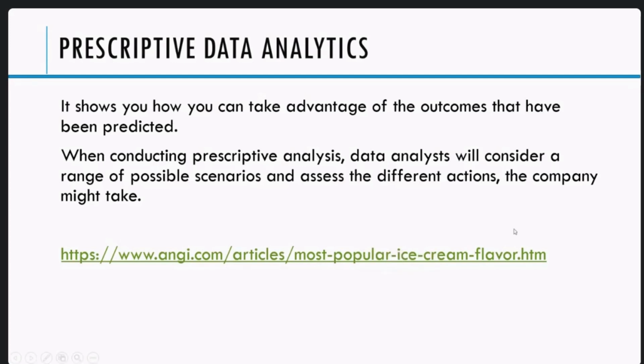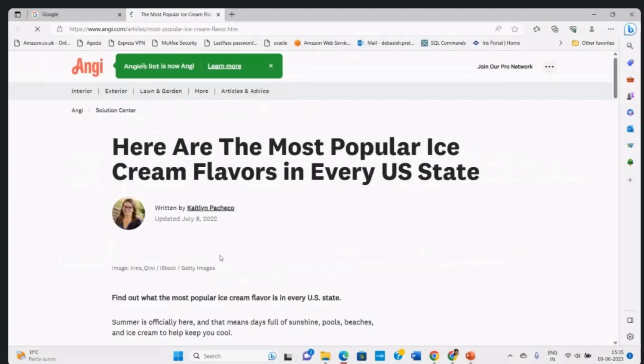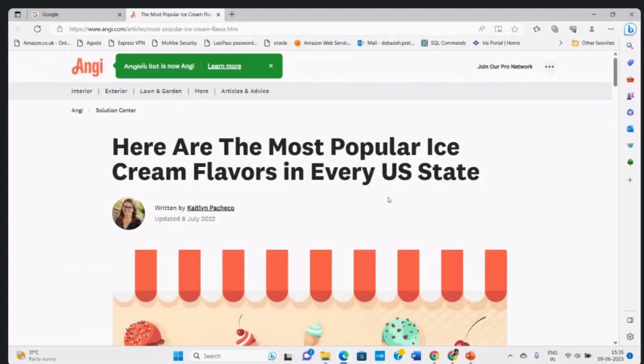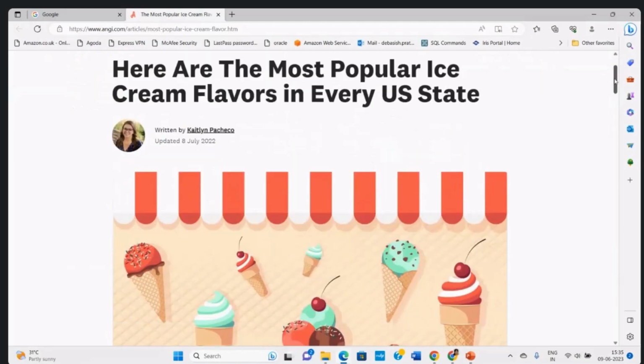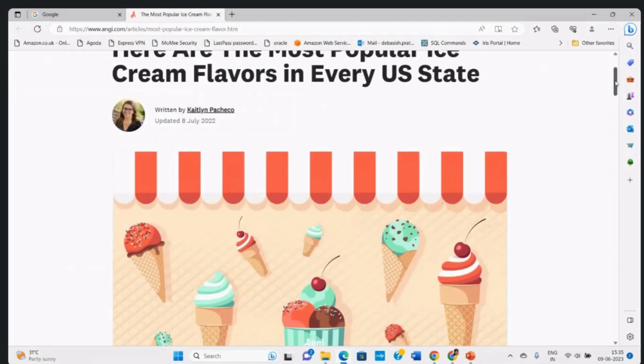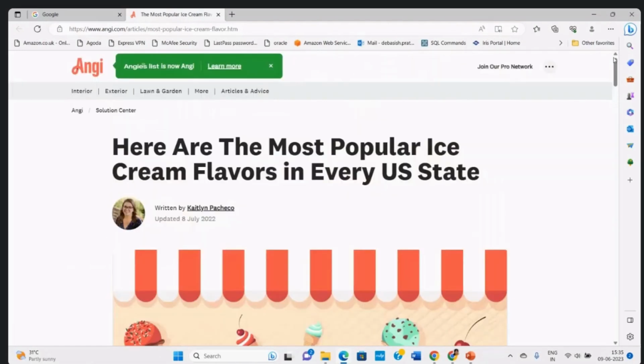In the ice cream example, I have told you the business house called ANGI. And you see, when I click on this article of ANGI, you can see that it is the body which has conducted the survey on the ice cream flavors of United States. You can see it is doing the survey. Now what do you see?